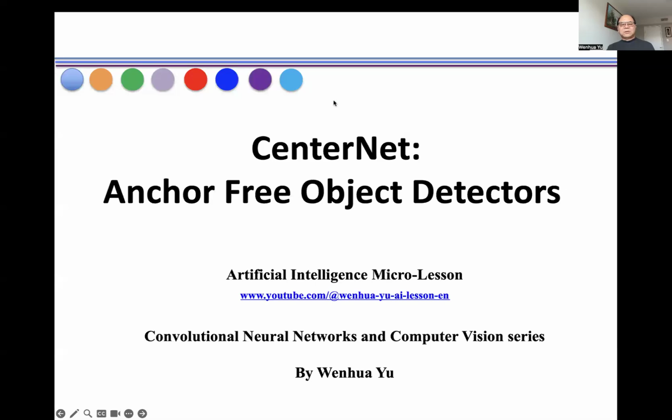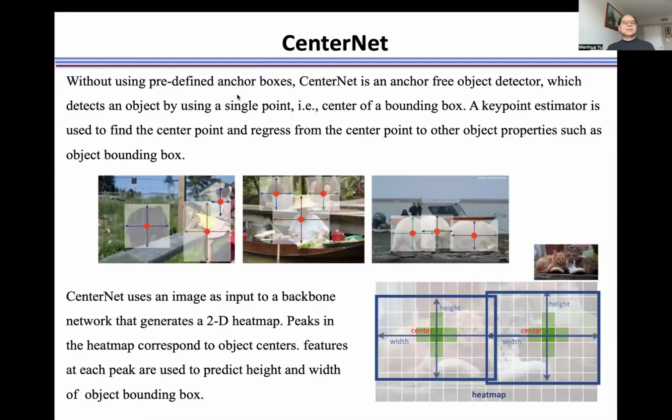In this video, I introduce the CenterNet anchor-free object detectors. Without using predefined anchor boxes, CenterNet is an anchor-free object detector, which detects an object by using a single point, namely the center of a bounding box. A keypoint estimator is used to find the center point and regress from the center point to other object properties, such as the object bounding box, as shown here.